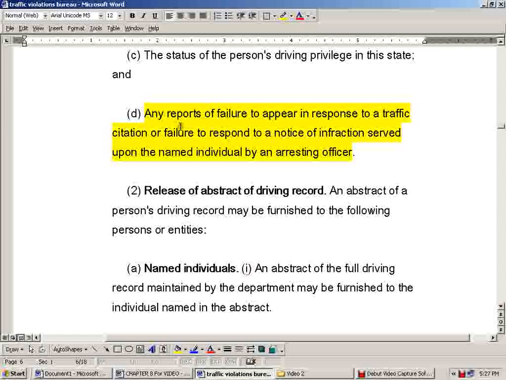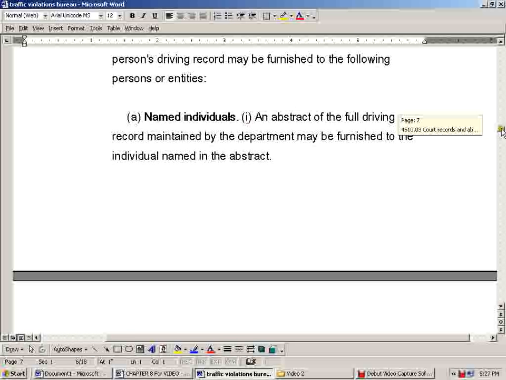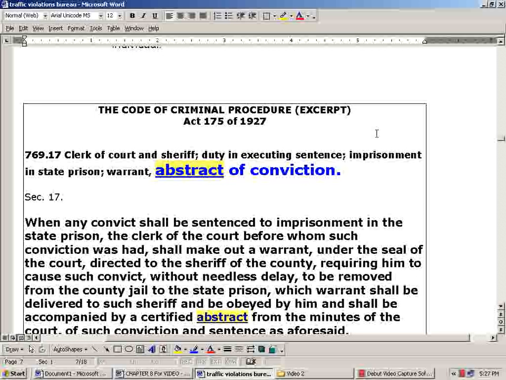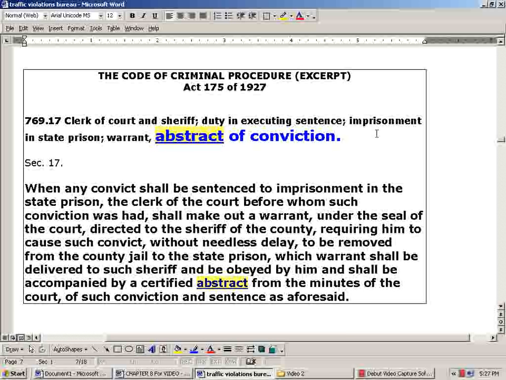Any reports of failure to appear in response to traffic citations, or failure to respond to a notice of infraction served. Right? Because again, the traffic ticket I showed at the beginning for Michigan, even though it's an electronic traffic ticket, has to have the policeman's full name on it, and they don't. They just have an initial. It's got Trooper, TPR, initial, last name. That isn't what it asks for.